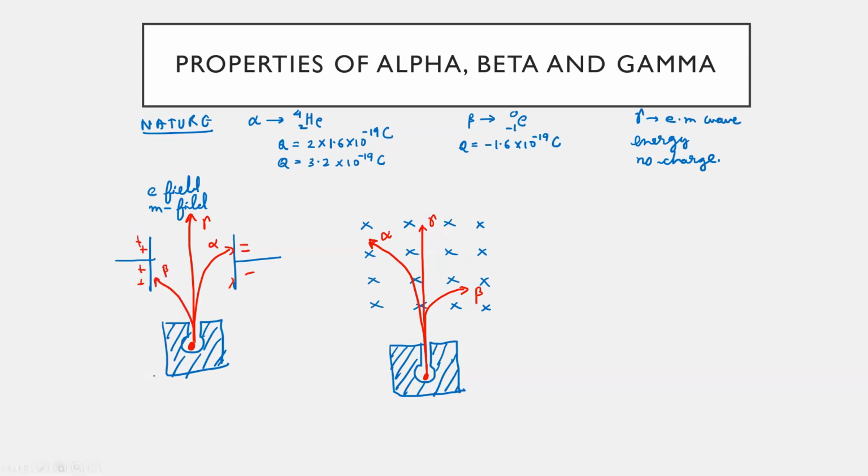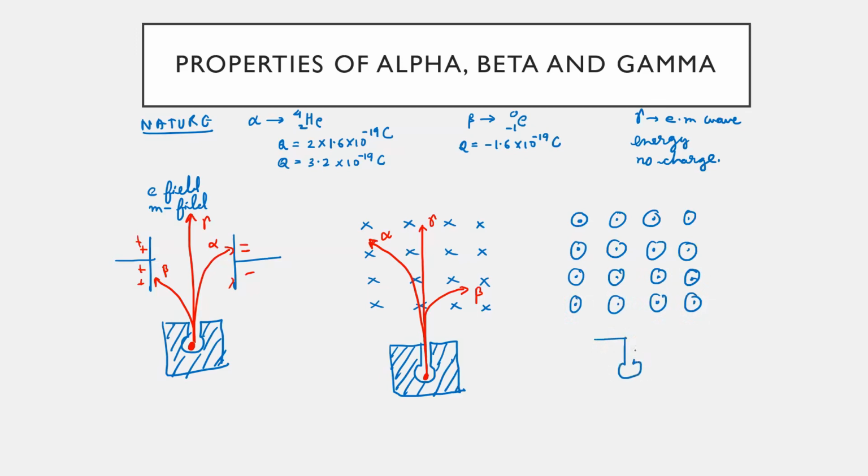Okay, but now suppose you want to change the direction of the magnetic field. So this is denoted this way, with these dots. The dots indicate that the magnetic field is perpendicular to the screen, coming out of the screen. Fine. So now in this particular case, alpha will deflect to the right side and beta will deflect to the left. And gamma, of course, goes undeviated.